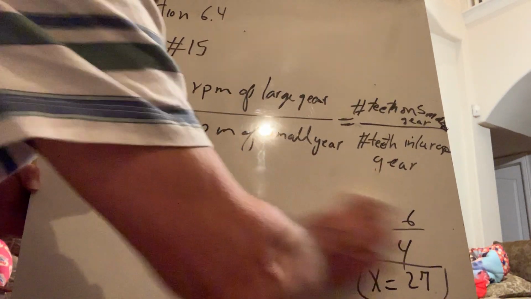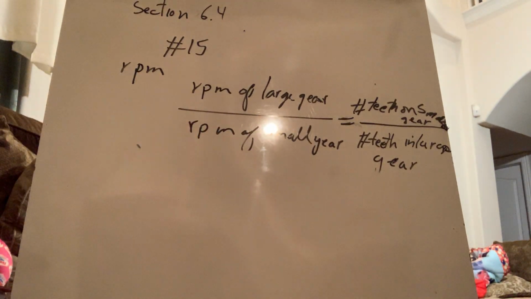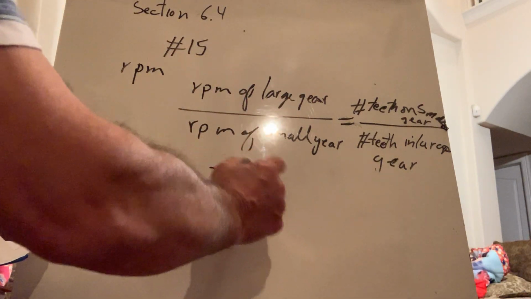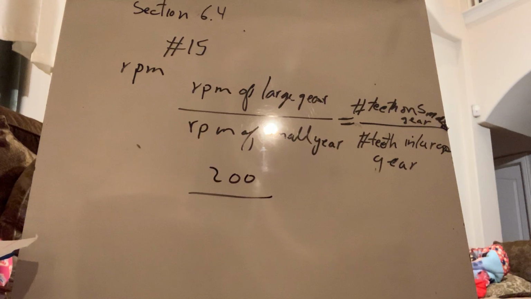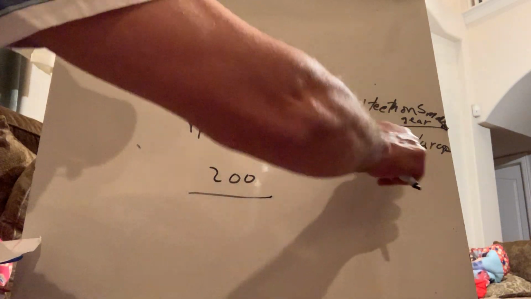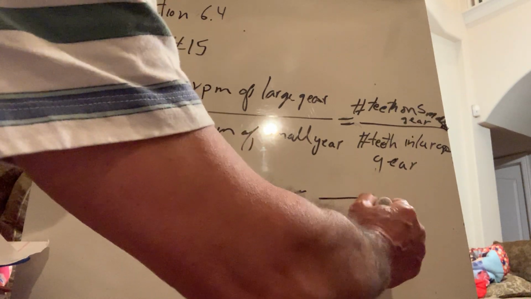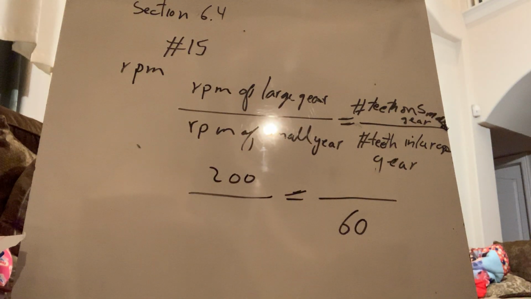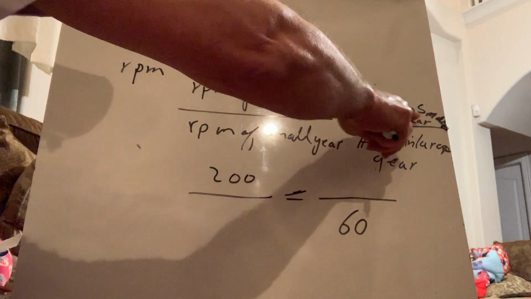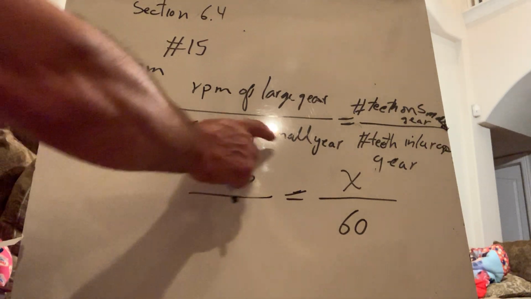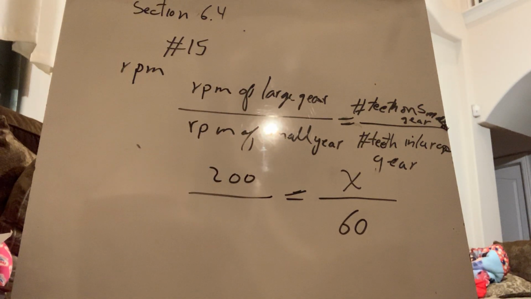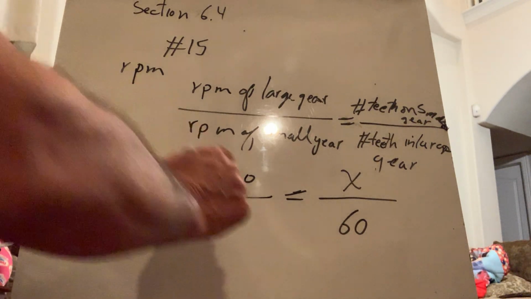I'm just going to leave that there and then read part B. It says the large gear revolves at 200 RPM. The RPM of the large gear goes upstairs, so that'll be 200 over, and it has 60 teeth. The number of teeth of the large goes down here, so the bottom is 60. Then it asks, how many teeth are there on the small gear? The number of teeth of the small is up here, so that's the unknown X. They better give us the RPM of the small gear. It says the small gear has an RPM of 600.